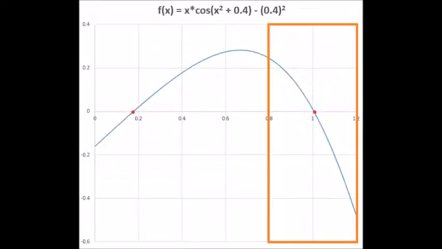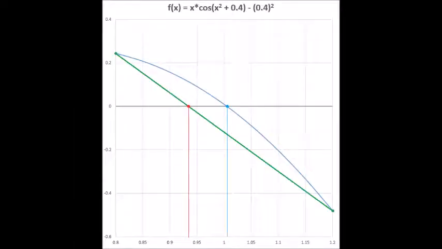To do that, we are going to focus our attention on the rightmost root in this graph. We will zoom in on the orange box. Take the function value on the left at x equals 0.8 and the right at x equals 1.2. Now extend a line between those green dots. Algebraically, it is quite easy to find the intersection of a line with the horizontal axis. That red dot looks to be about x equals 0.93. The true intersection of the curve, seen by the blue dot, is just a little bit more than x equals 1.00.